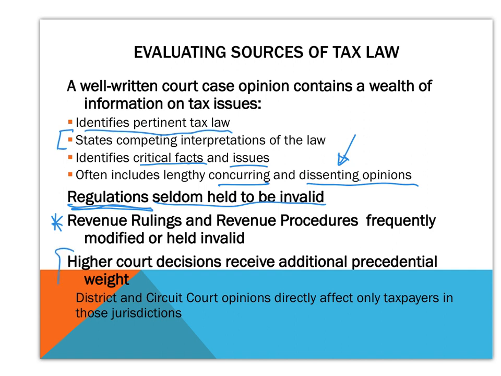Higher court decisions receive higher precedential weight, okay? So district courts and circuit courts only impact taxpayers in their jurisdictions, all right? That having been said, the Supreme Court is a national court, okay? Appellate courts also potentially impact different districts, okay? So it's important to know what you're dealing with from a source of tax law perspective.